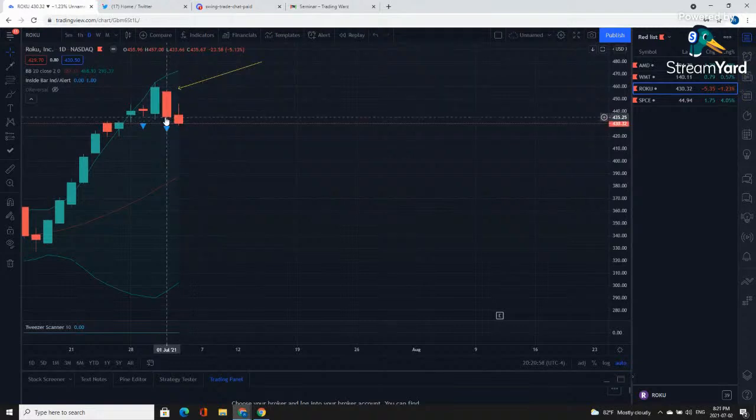This inside bar actually closed with a big red bar, so almost a bearish engulfing bar. Obviously, if we had broken the low, we would have engulfed it, but we didn't. We closed inside. But do you see how much selling there was on Thursday? This kind of gave me an idea that Roku could be more bearish than bullish.